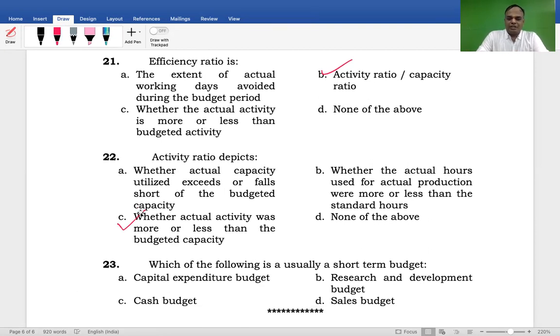Which of the following is usually a short-term budget? Capital expenditure budget, research and development budget, cash budget, sales budget. Cash budget is a short-term budget.